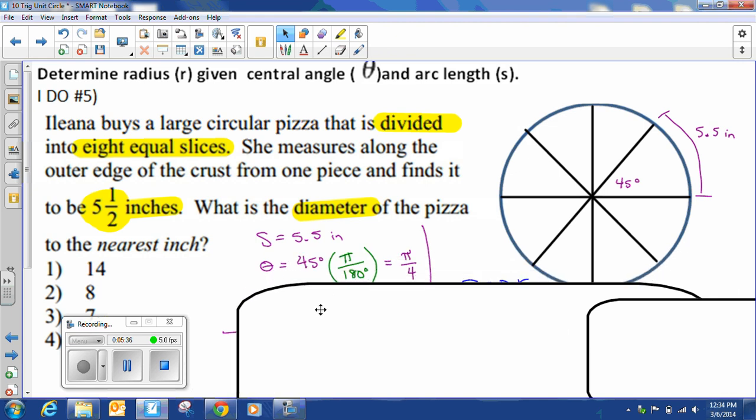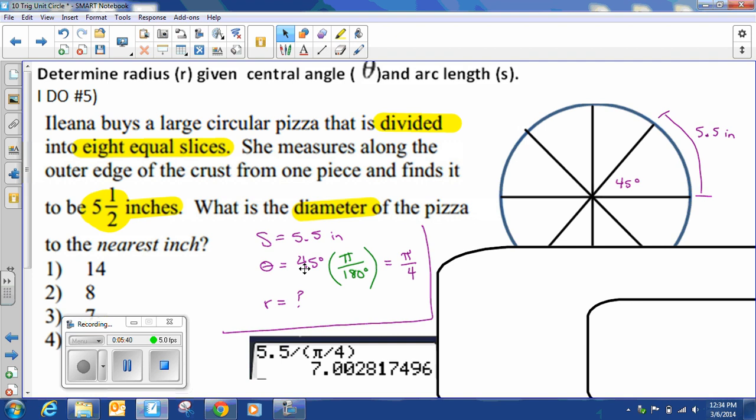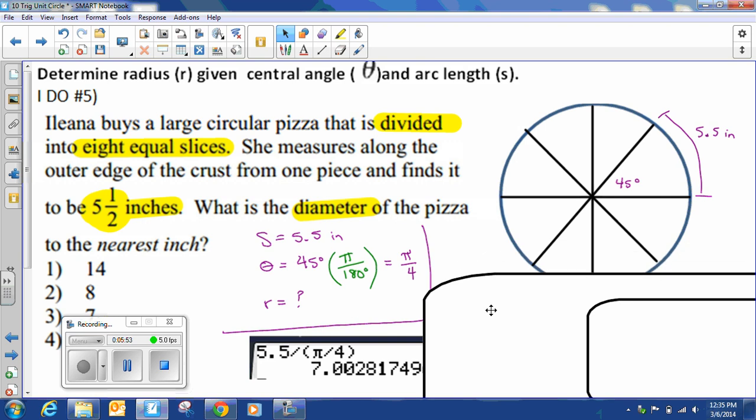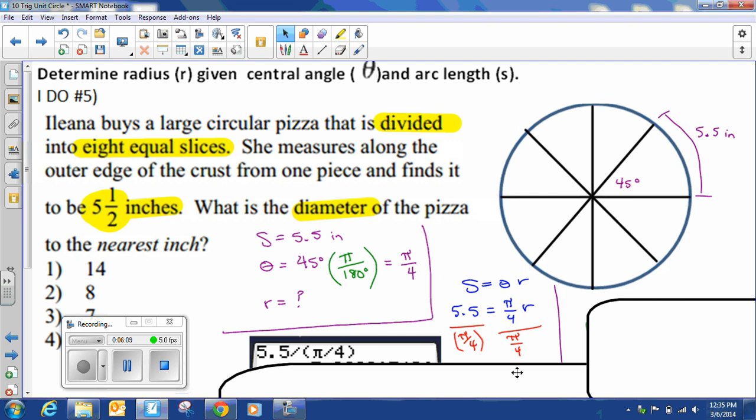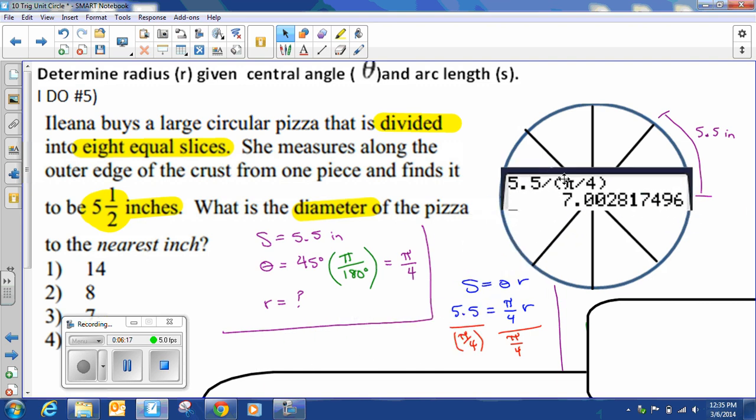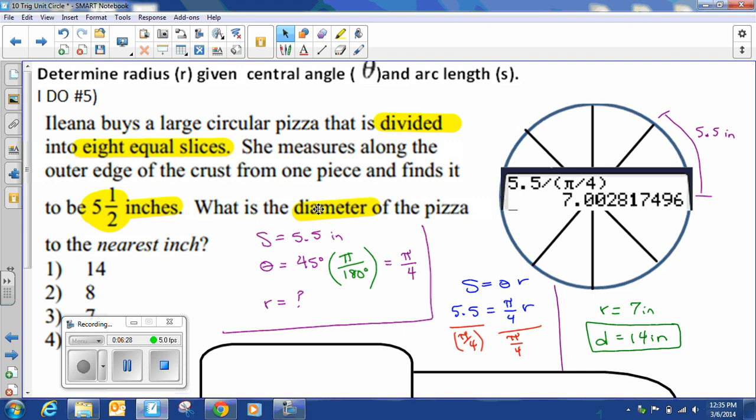So let's write down the givens. 5.5, 45 degrees. We need to convert degrees to radians because that's how this formula works. 45 degrees is pi over 4 radians. Let's set it up. Here's the formula, S equals theta r. 5.5 goes in for S, and theta gets pi over 4 radians. We're going to divide both sides by pi over 4. And when you divide 5.5 by pi over 4, please, please, please put it in the calculator with parentheses around pi over 4. If you don't, you will get the wrong answer. As you can see, the radius is 7. And finally, they ask for the diameter, so we multiply 7 times 2, and the answer is 14.